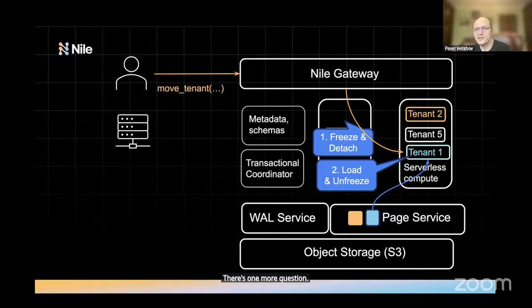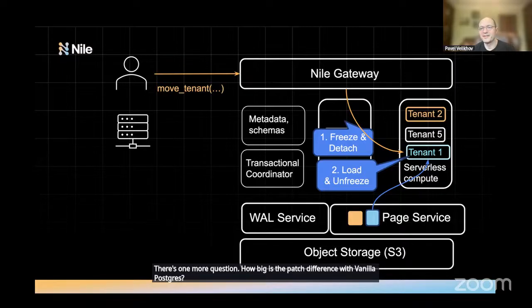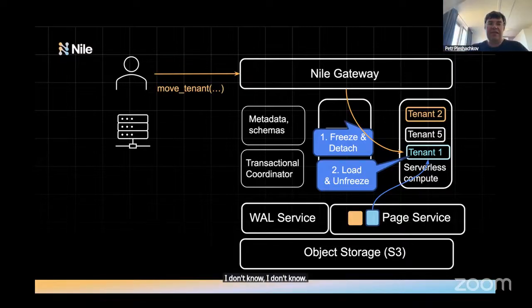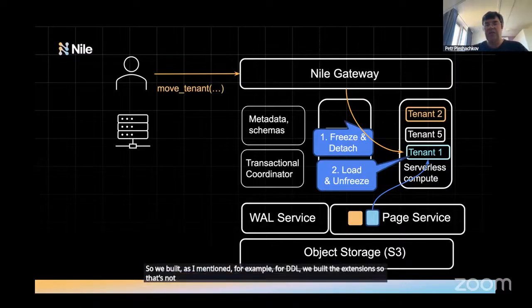There's one more question. How big is the patch difference with vanilla Postgres? Yeah. I don't know. Yeah. Again, we tried to avoid forking Postgres as much as possible. So we built, as I mentioned, for example, for DDL, we built the extensions. So that's not forking; it's using the API.